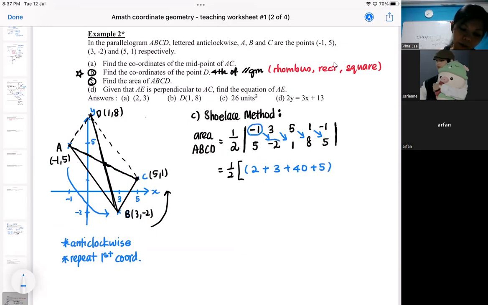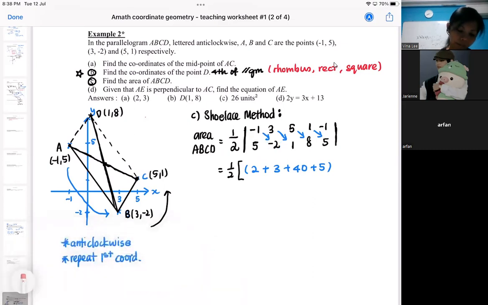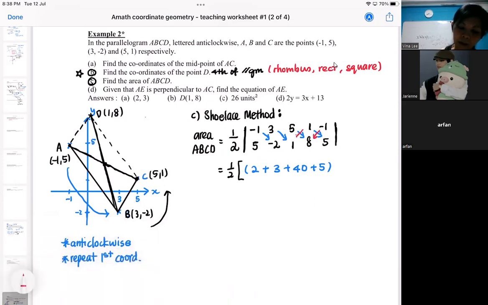So -1 times -2, that's how I get a 2. 3 times 1, that's how I get a 3. 5 times 8, that's how I get a 40. So all the down arrows added up. And then you are going to subtract the back arrows. So Jaren, the back arrows, you also add them up first.